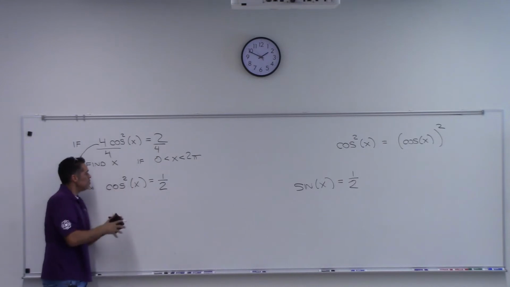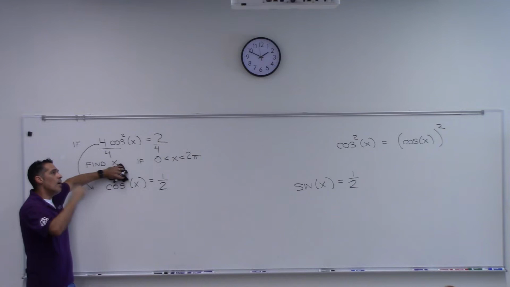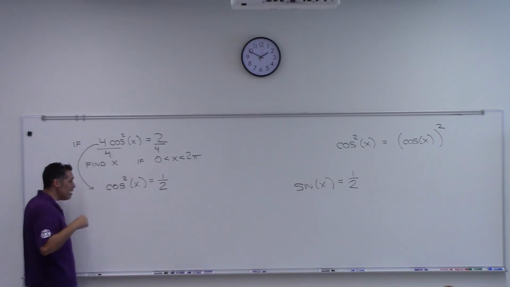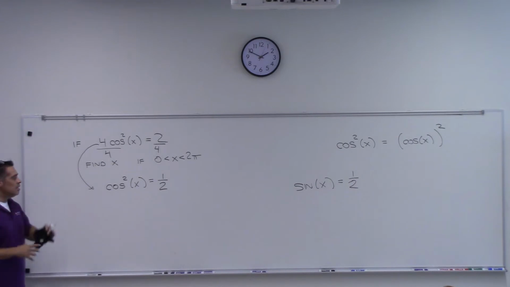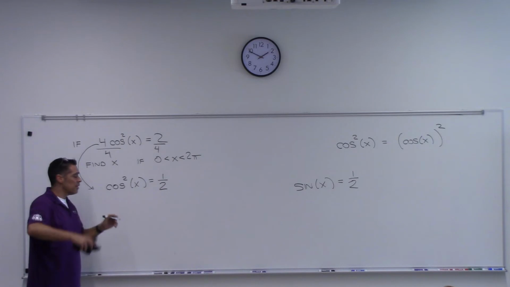If the 2 wasn't here, if that squared wasn't there, then that would be asking where on the unit circle is the x-coordinate a half. But because the squared's there, that's not what's being asked. So in order to get rid of the squared, I have to do square root on both sides, right? So let me do that.